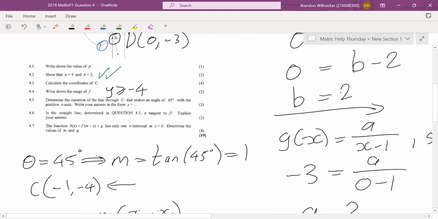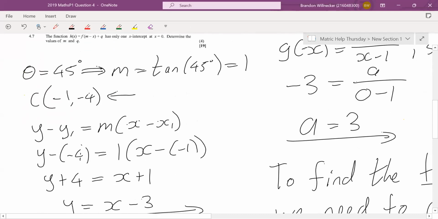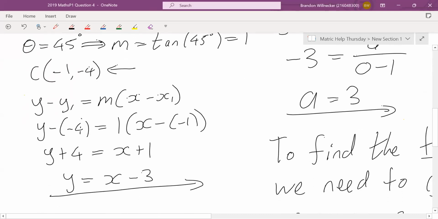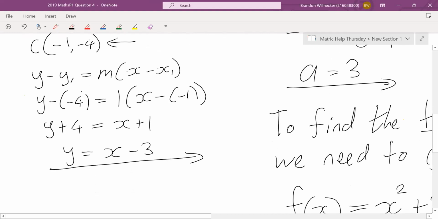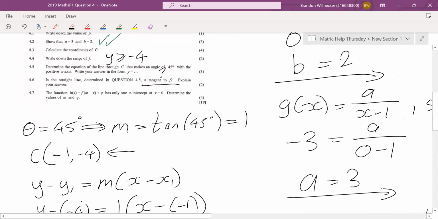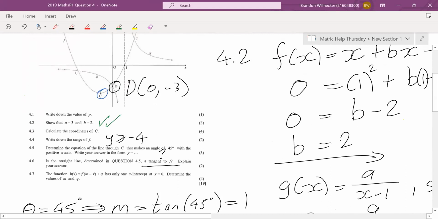Next question, 4.6. Is the straight line determined in equation 4.5 tangent to f? So is it a tangent? Explain your answer. Well, we've got this line over here, y equals x minus 3. The question of is it a tangent is the same question as does it touch the graph at one point? So it needs to touch at one point to be a tangent. However, in this case, we can see no, it does not touch at 1 point.